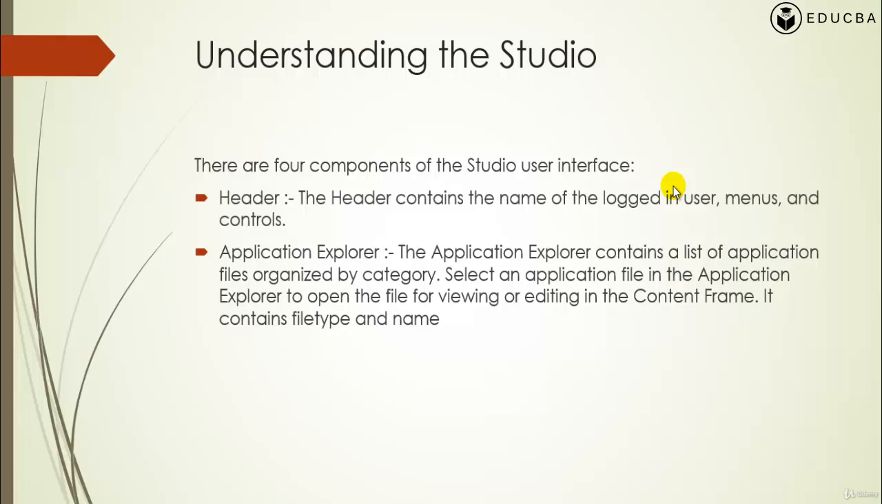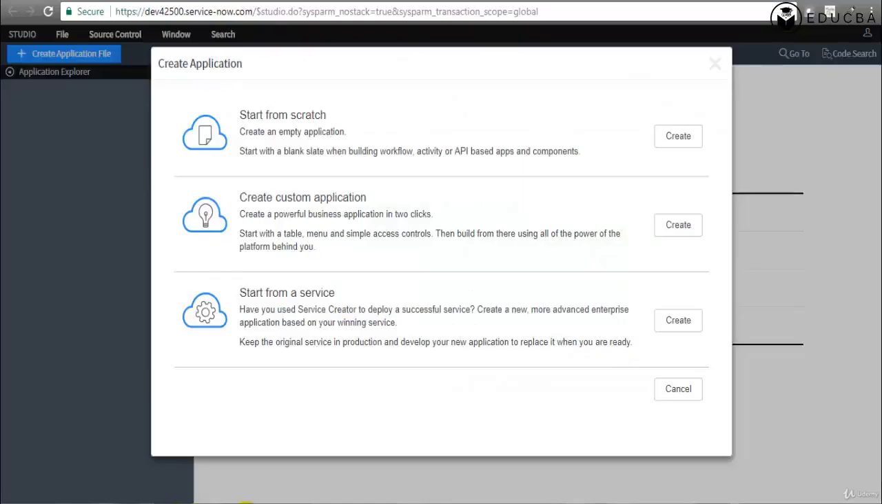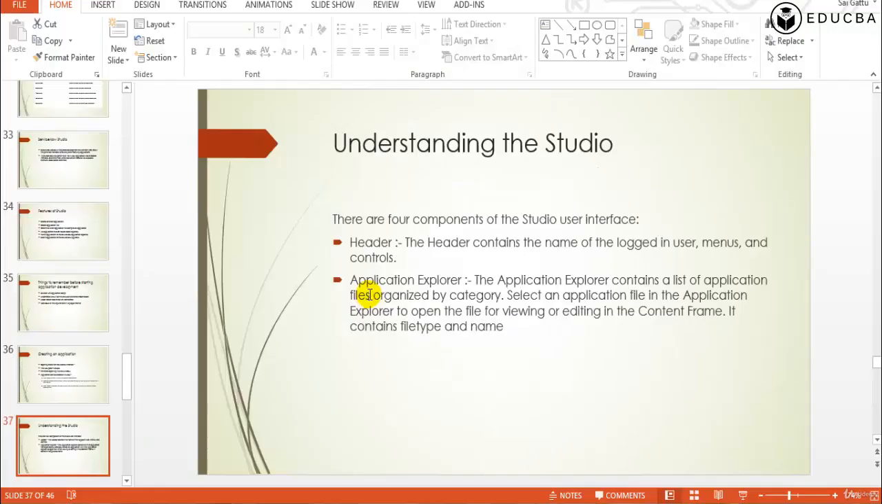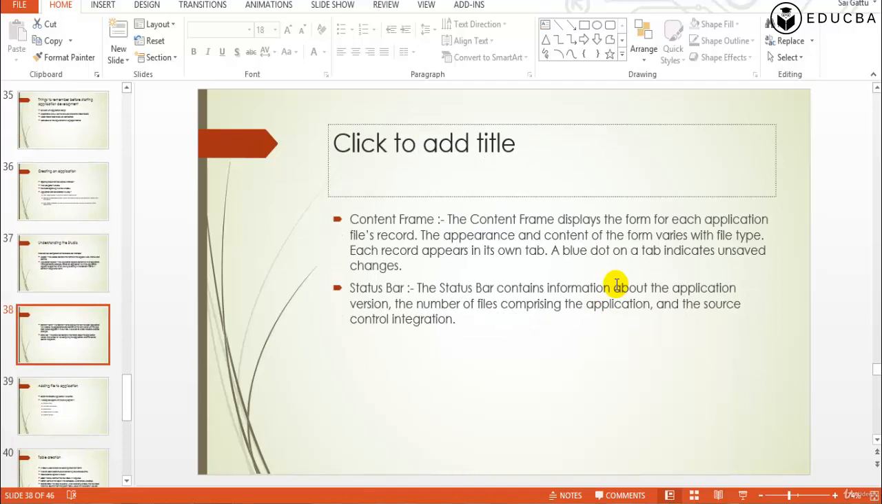So, the header. The header contains the name of the logged in user, menus and controls. Basically, currently you just can't see that. Okay, yeah, you can see this. This is the header, and the application explorer is here. Yeah, you can see the application explorer. What the application explorer has is the application type and the application files within this. And then you have a content frame and a status bar.